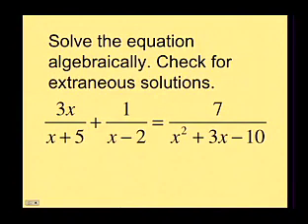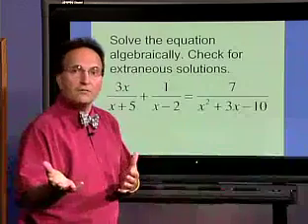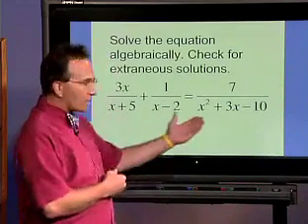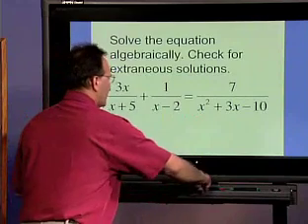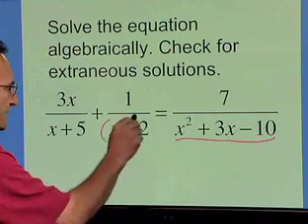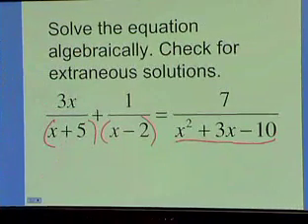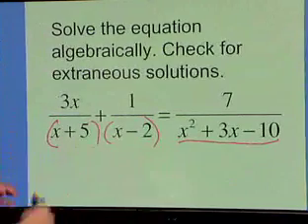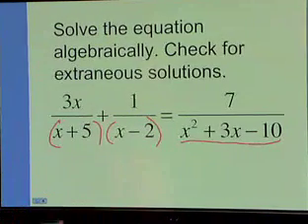Solve the equation algebraically, check for extraneous solutions: 3x divided by x plus 5 plus 1 divided by x minus 2 equals 7 over x squared plus 3x minus 10. To solve this equation, we want to clear the denominators. Notice that this expression factors into those two factors.